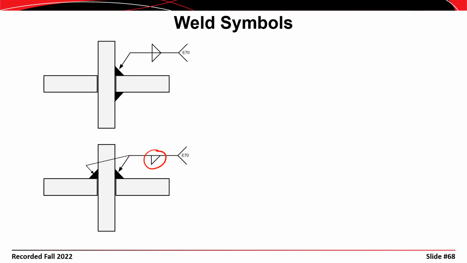So the reference comes below the reference line. So that means on the arrow side. So that means place it right here. And here's another arrow. So that means place it right there.